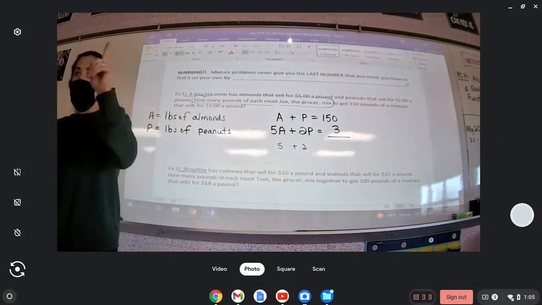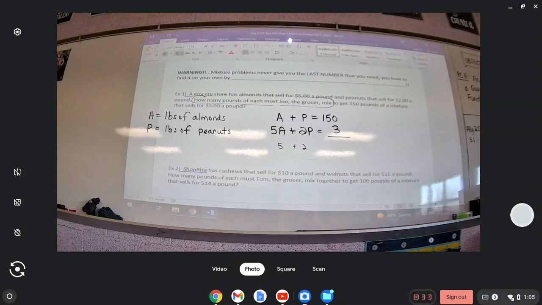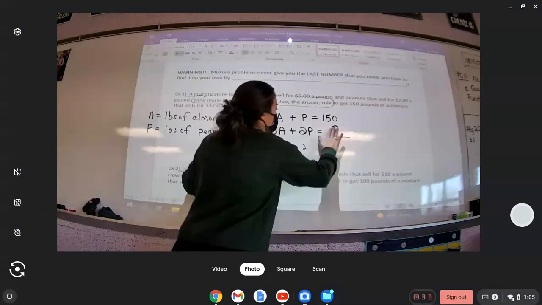Guys, if you only use 1 pound from each, and we're making 150 pounds, so we're using a lot more than 1 pound each. But if you only use 1 pound each, how much money does your mixture already cost? $7. So how could it possibly equal 3? You're already in it for $7 just by using 1 pound of each. So it couldn't possibly be the 3.